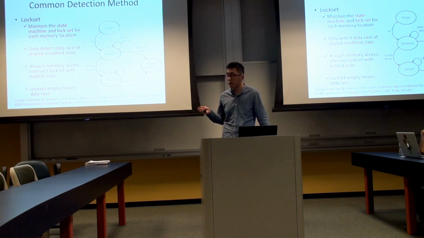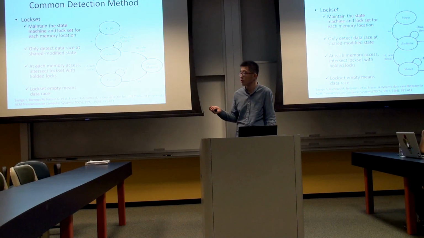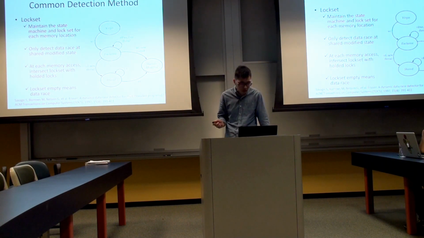And for each memory access, we maintain a lockset. We try to see whether there are common locks for all of the threads that access this variable. If all the threads accessing this variable share some common locks, it means that all the memory accesses are protected by the same locks, so we have some universal order constraint. If the lockset is empty, then it means there is a data race.